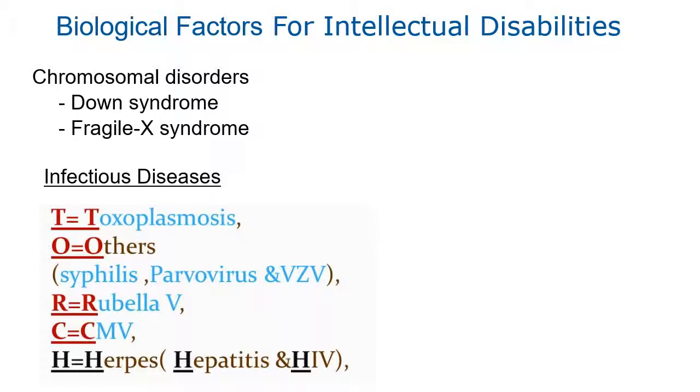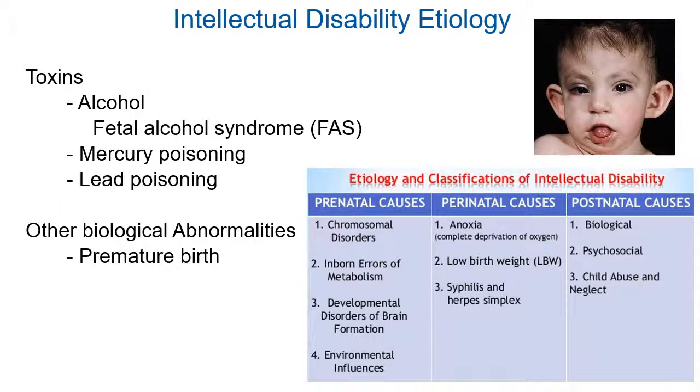The other category, you have rubella or German measles, CMV, as well as herpes virus, particularly hepatitis B, as well as HIV. And if you remember in the others category, those are going to include syphilis, parvovirus, varicella zoster, as well as Coxsackie. Now toxins also play a role in causing intellectual disability. Such toxins include fetal alcohol syndrome and lead and mercury poisonings respectively. Lastly, premature birth is also associated with intellectual disability.